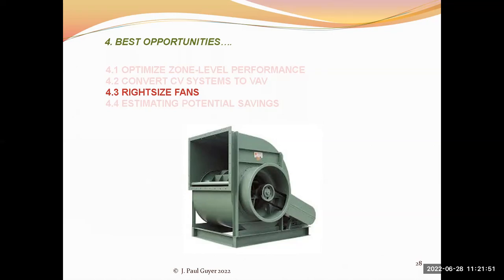If the supply fan is oversized, considerable energy can be saved by right sizing the fan in one of three ways. The first is larger pulleys. The fan has a pulley arrangement between the motor and the fan in the fan room. With larger pulleys, replacing the existing belt-driven pulley with a larger one will reduce the speed.